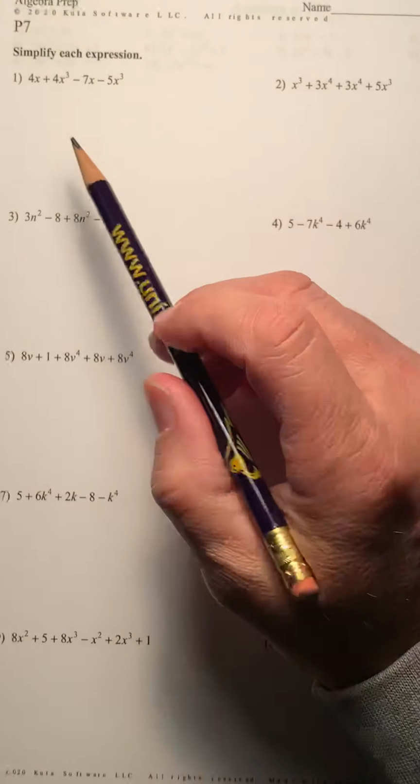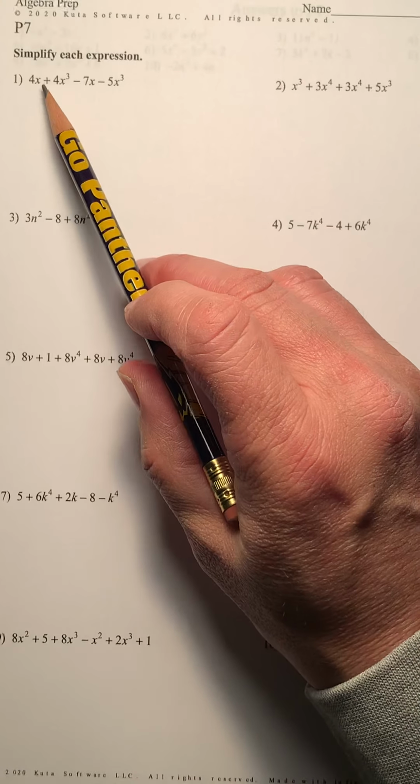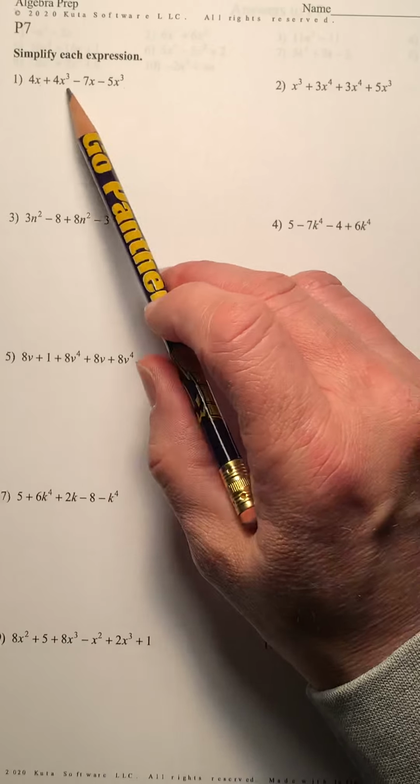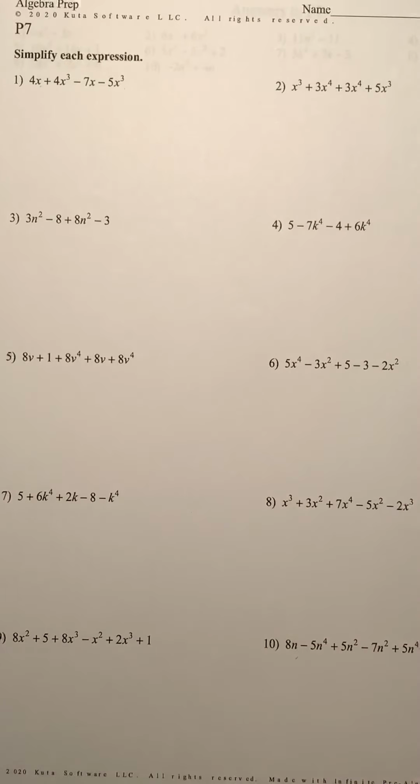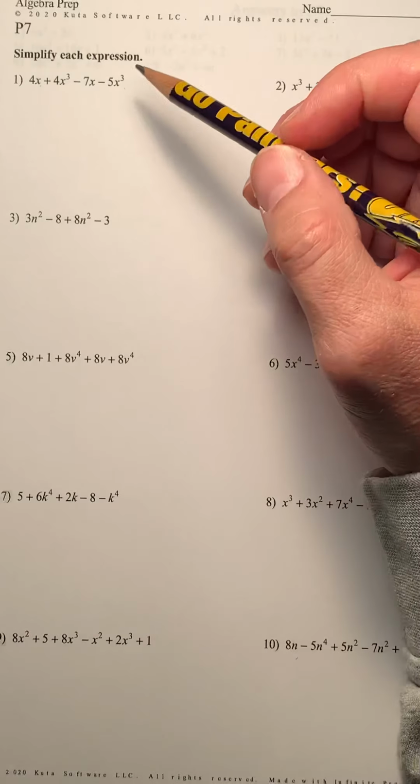Now, we cannot, like we did in P6, substitute in place of the variables. We don't know what the x's are worth, so we can't replace them with numbers. That is not the option in this case. We just have to put things together that can go together. And so that's what this worksheet's all about, is finding things that can go together.